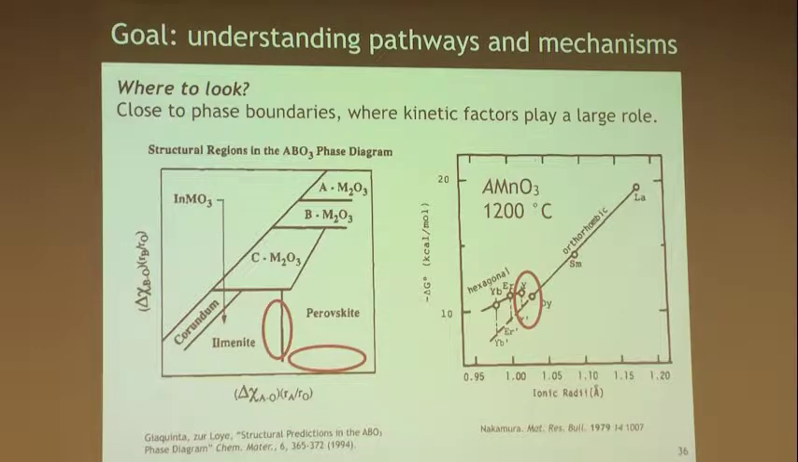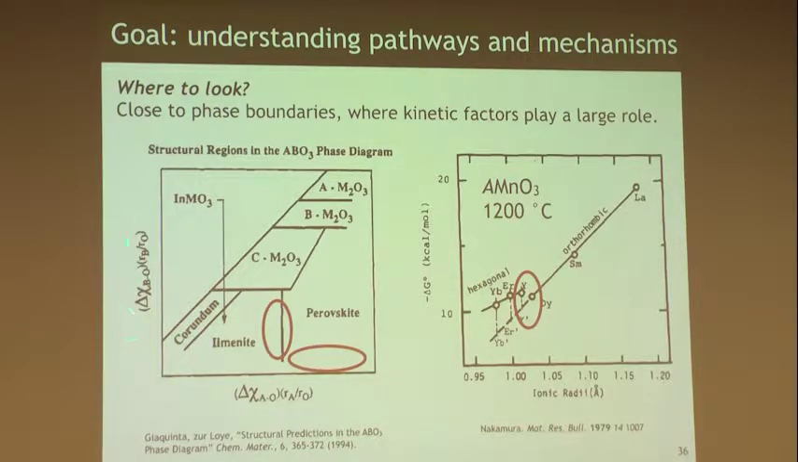But where do we look? So this is the forever problem. If you're trying to study synthesis, well, what should you study the synthesis of? And I really want to understand pathways and mechanisms. So I want to see where the pathway and the mechanism can actually make a difference. So I like to look near phase boundaries, where kinetic factors can actually play a large role.